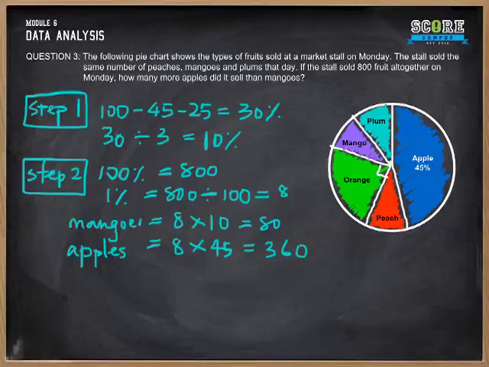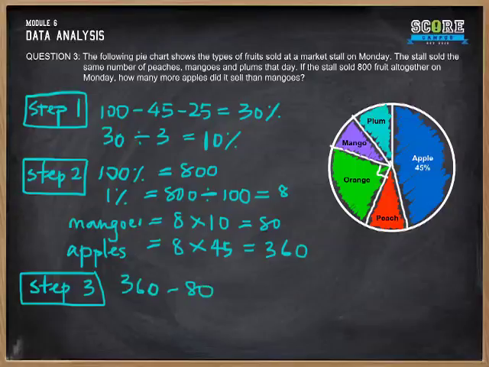Now we move on to the last step. The last step is to find out how many more apples than mangoes were sold. Step 3. 360 apples minus 80 mangoes and you get the balance, which is 280. There were 280 more apples sold, and that is your final answer.